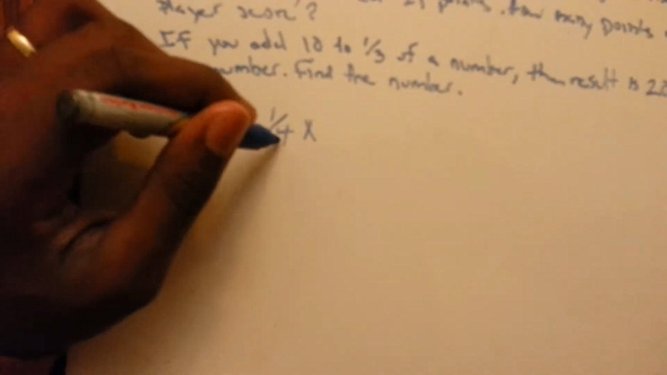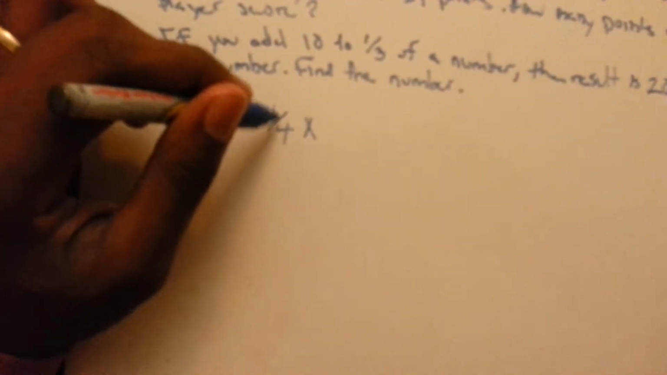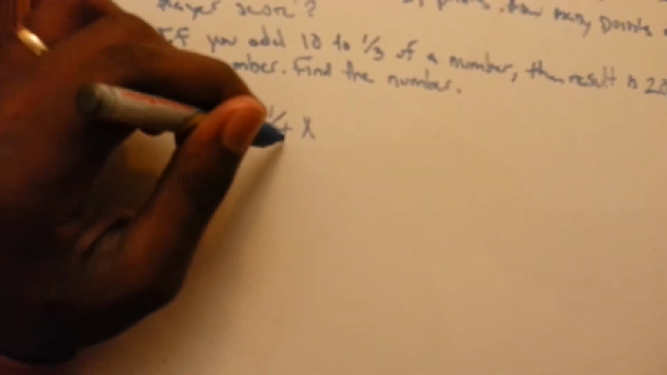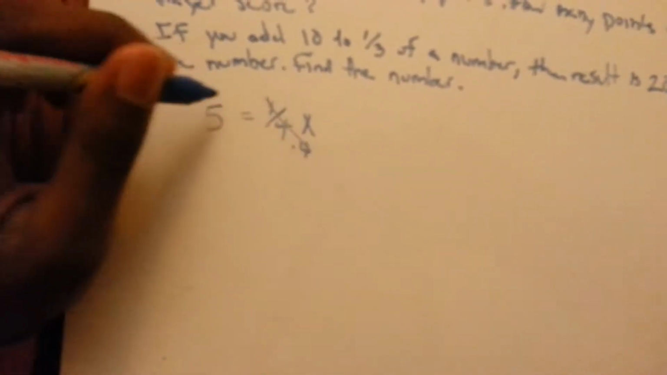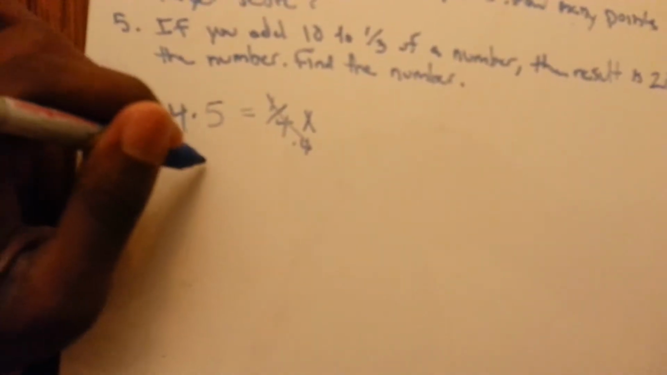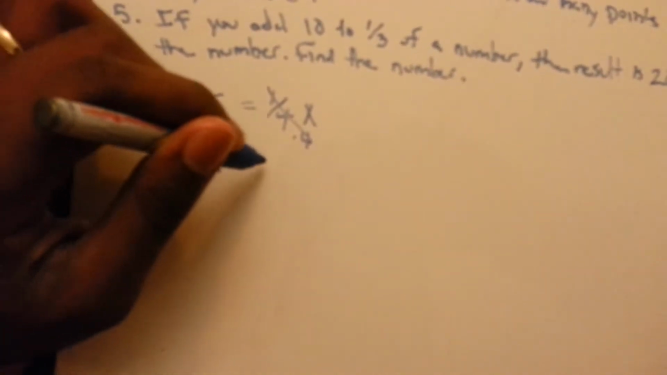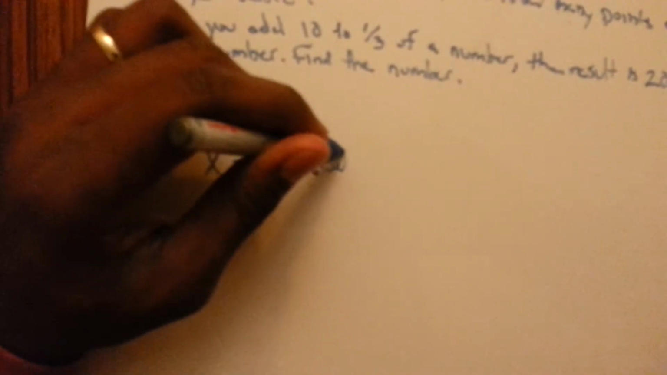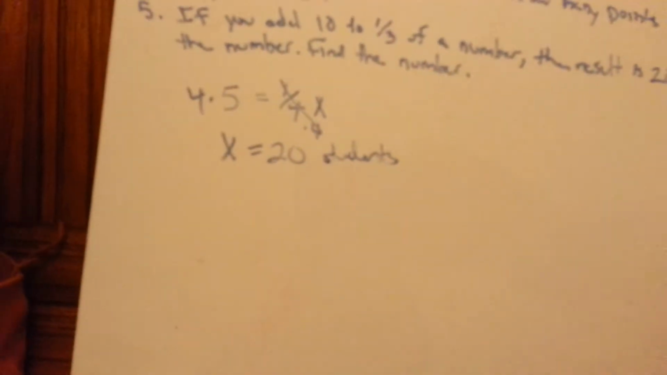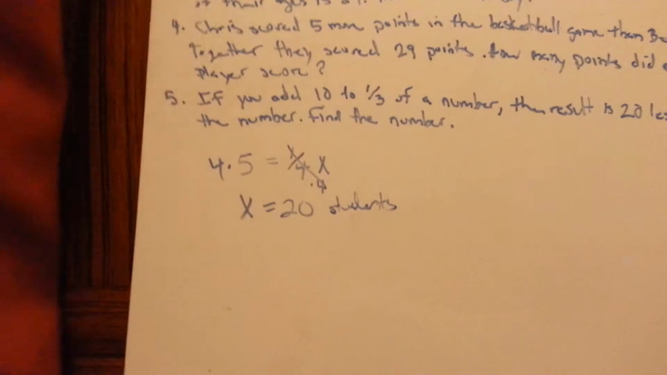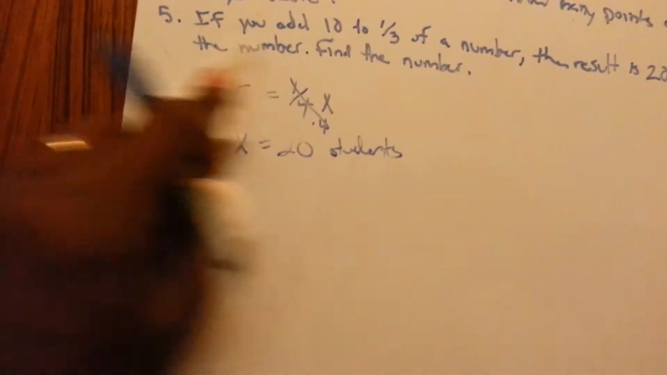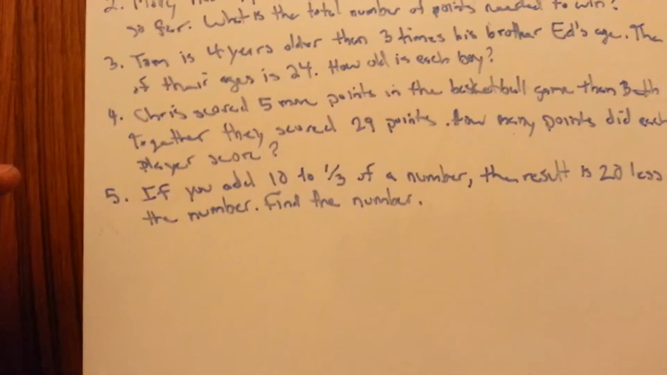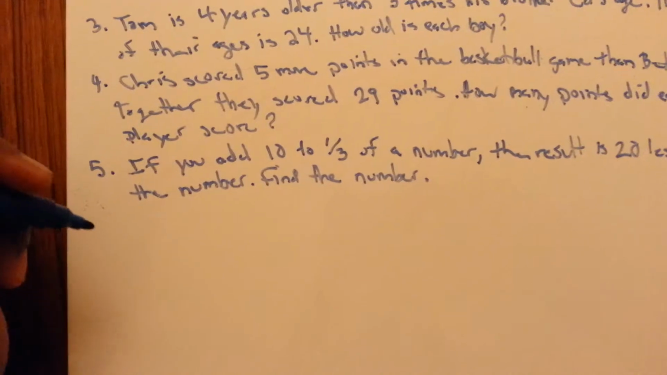To solve for x, you multiply both sides by 4 to get rid of this. So times 4, cross that out, and multiply times 4, x equals 20. There are 20 students in the class. Alright, I'm going to move quickly here so I don't make this too long, so it won't take too long to upload. Guessing homework is due tomorrow.